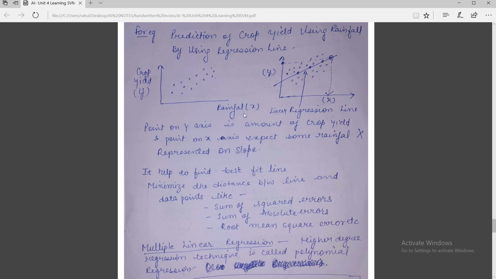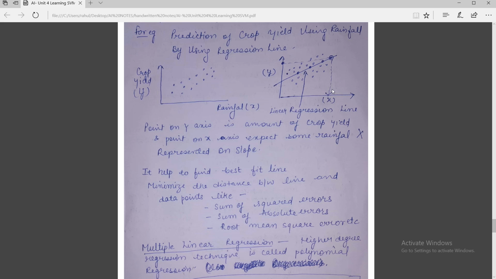The rainfall is denoted with x, and the crop yield is denoted with y, and these are some data points we are having as input. The point on the y-axis is the amount of crop yield, and the x-axis is the rainfall, and the slope will be shown as a linear regression. It helps us to find the best fit line to minimize the distance between the line and the data points, using measures like sum of squared errors, sum of absolute errors, or root mean square error.